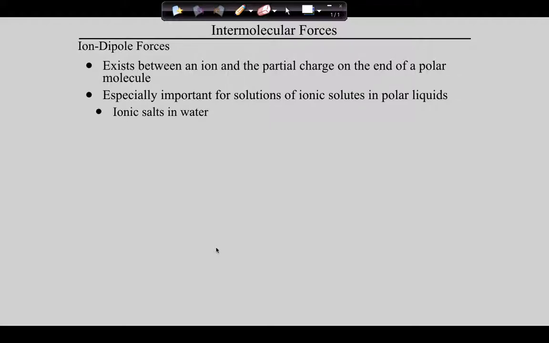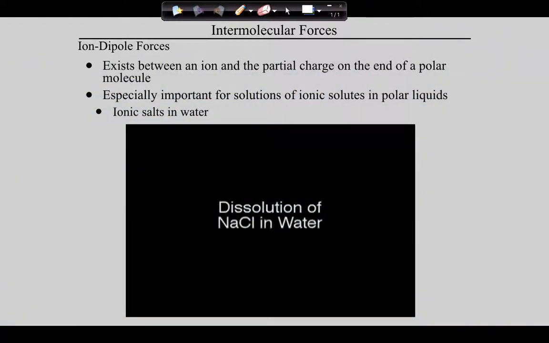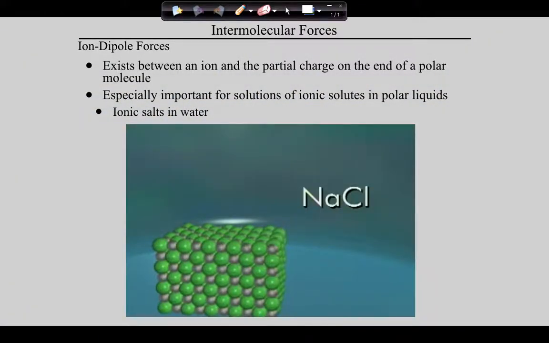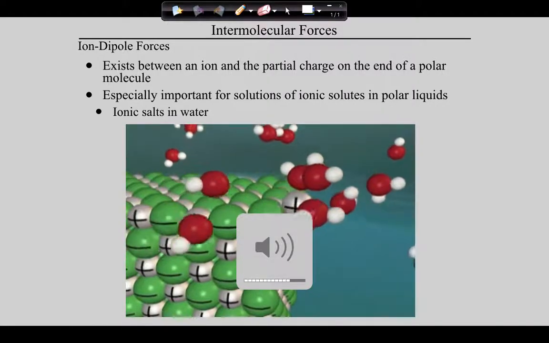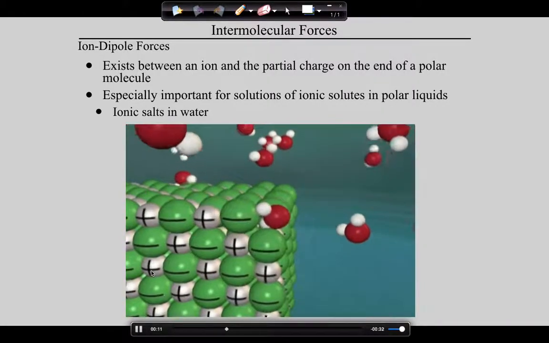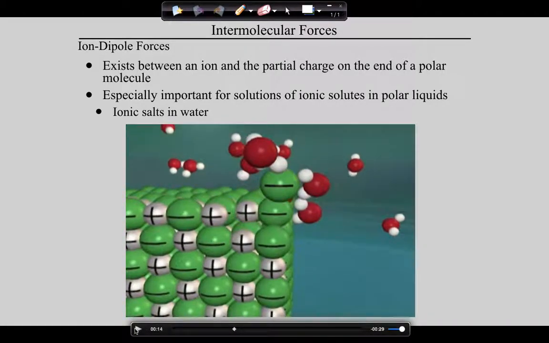So what is it that allows things like salts to dissolve in water? Well, it's right here. When an ionic substance, such as sodium chloride, is placed in water, water molecules interact with the ions on the surface. If the salt is soluble, the attraction... Boy, you guys seeing those ion dipole forces? Oh, man, check these out.